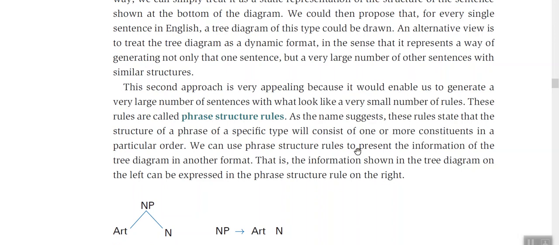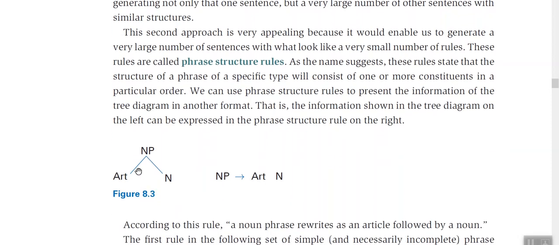These rules state that the structure of a phrase of a specific type will consist of one or more constituents in a particular order. The same idea here. We can use the phrase structure rules to represent the information of a tree diagram in another format. Okay, so this is the phrase structure rules.